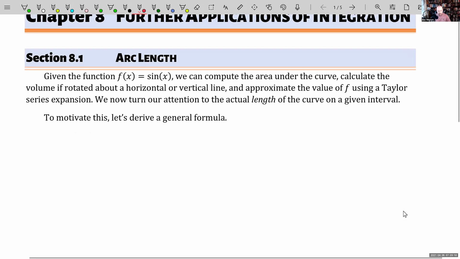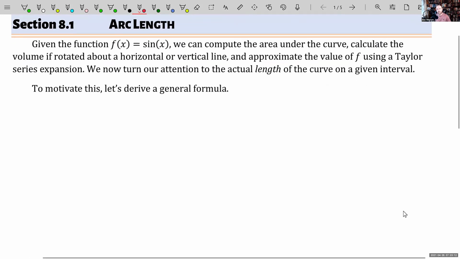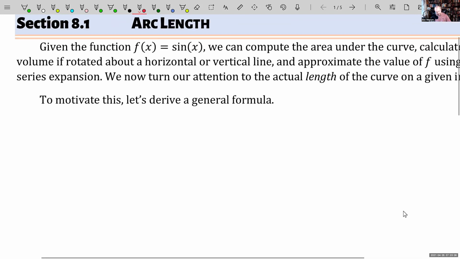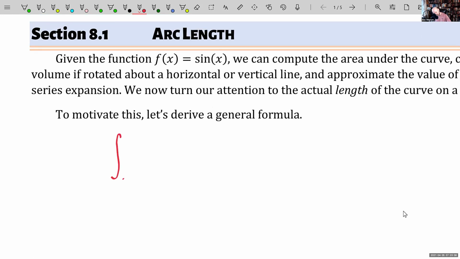So let's talk about this. Arc length. Given the function f of x equals sine of x, we now have a lot of skills. We can compute the area underneath the curve, the integral from a to b of sine of x dx. Calculate the volume if we're rotating about a horizontal or a vertical line. And approximate the value of f using a Taylor series expansion. So our options are: the area would be the integral from a to b of sine of x.